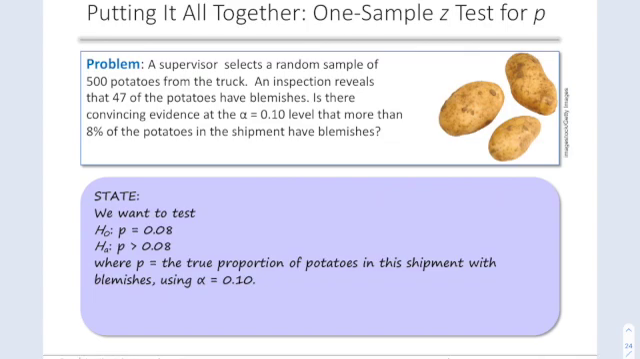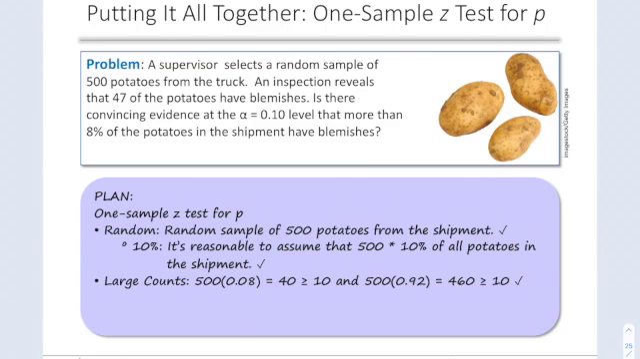We need to state the test in our hypotheses and define the parameter and the significance level. So the null hypothesis is p is equal to 0.08. The alternative is that p is greater than 0.08. p is equal to the true proportion of potatoes in the shipment with blemishes, and our alpha significance level is 0.10. Our plan is where we state the name of the test and we check the conditions.